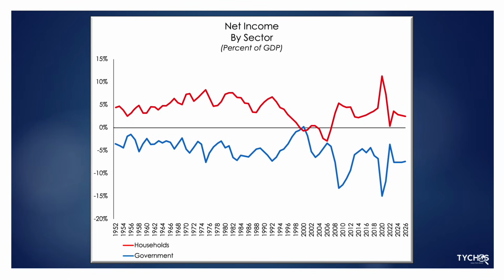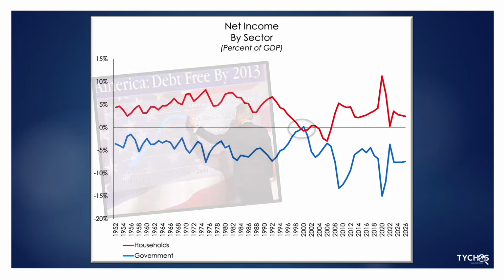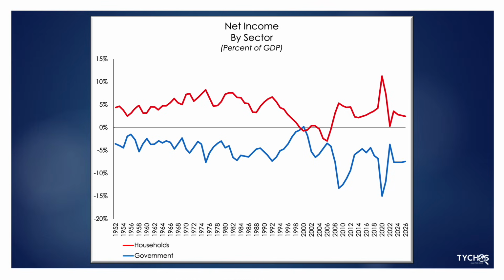Now that you see that, I want to point out a few interesting tidbits here. Remember when President Clinton balanced the budget in the year 2000? Remember that people were talking about how government debt might disappear altogether? Well, notice that household income reached an all-time low in that year.